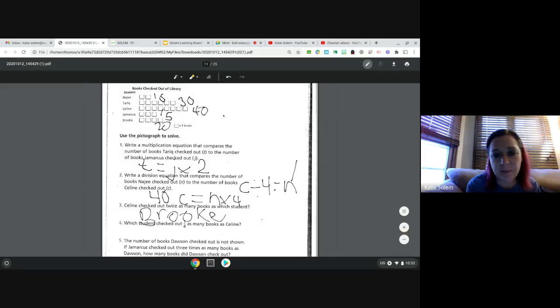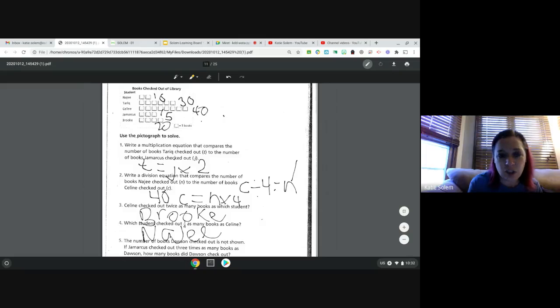Number 4. Which student checked out 1/4 as many as Celine? Well, if Celine had 40, to figure out 1/4 of that, what do we divide by? We divide it by 4. What's 40 divided by 4? Did you get 10? You're right. Who had 10? Najee did.